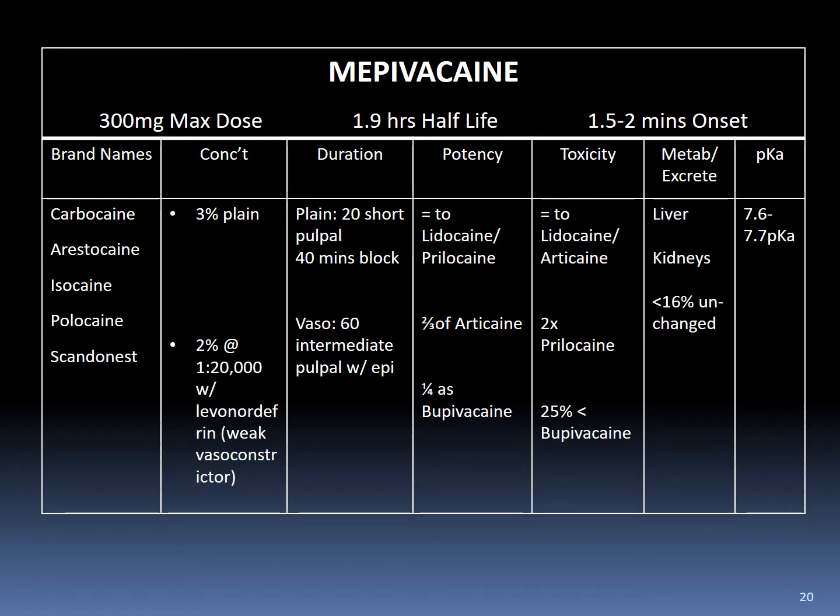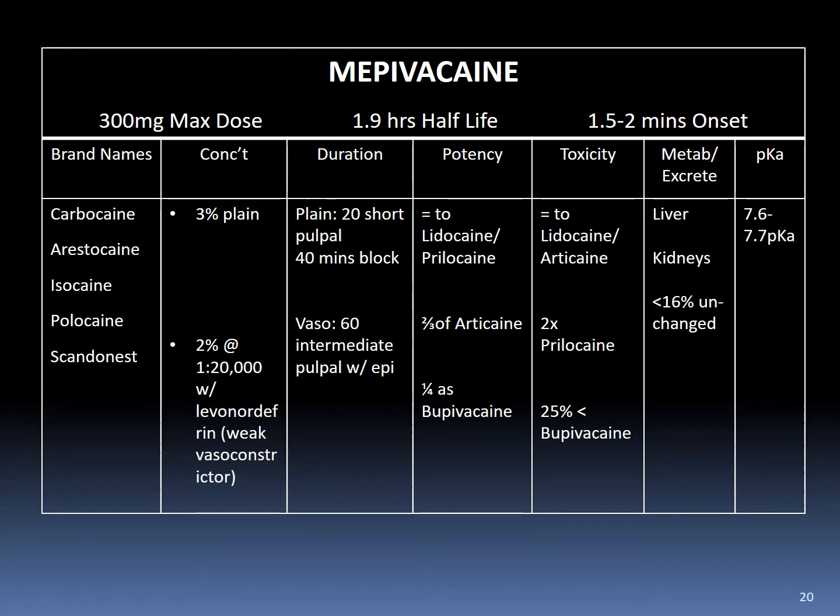The brand name that is most common is Carbocaine, and this is the actual solution we will be using in our clinic. The concentrations come in 2 formulas. One is a 3% plain, which means it does not have any type of vasoconstrictor, and the other solution is a 2% with a 1 to 20,000 ratio of a synthetic epinephrine called levonordefrin. This is a very weak vasoconstrictor that is added in situations when patients cannot have much epinephrine or vasoconstriction or have some reaction to epinephrine.